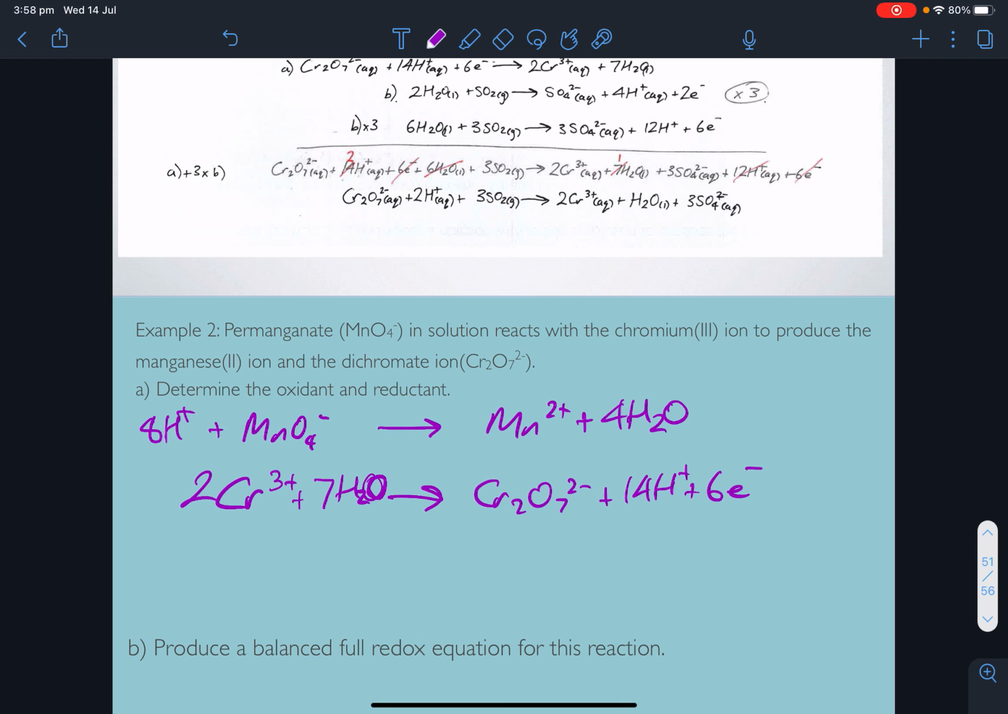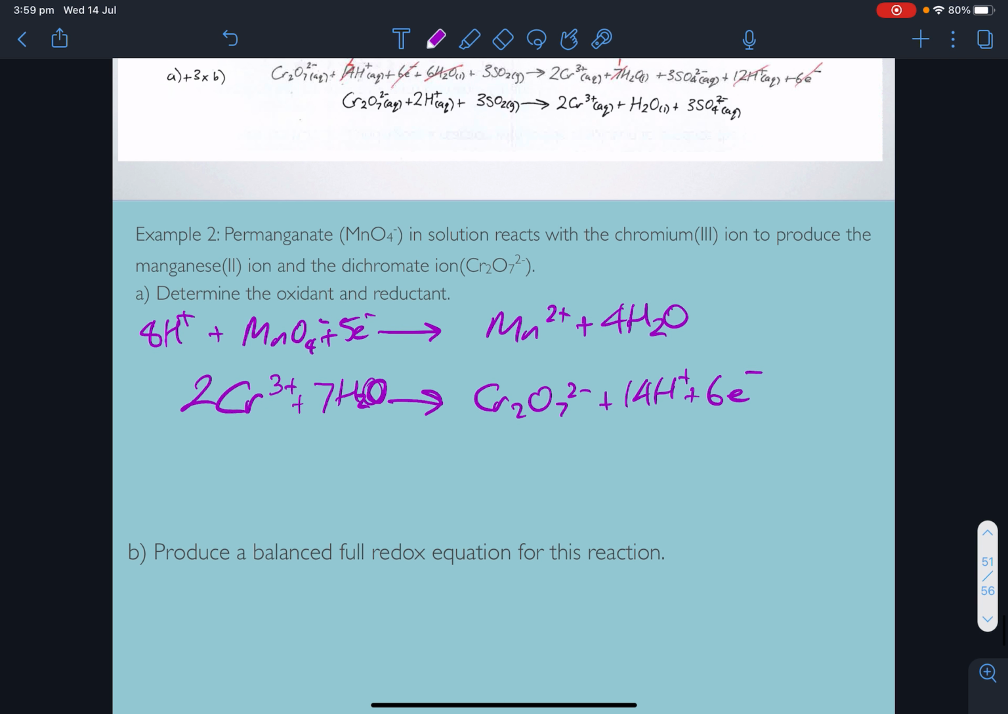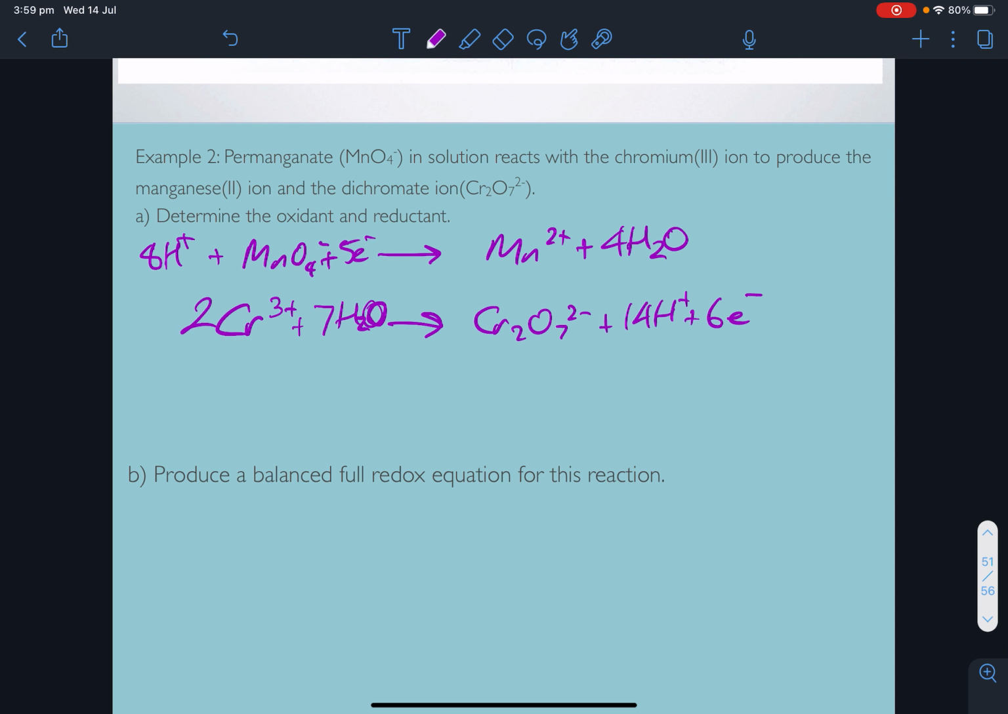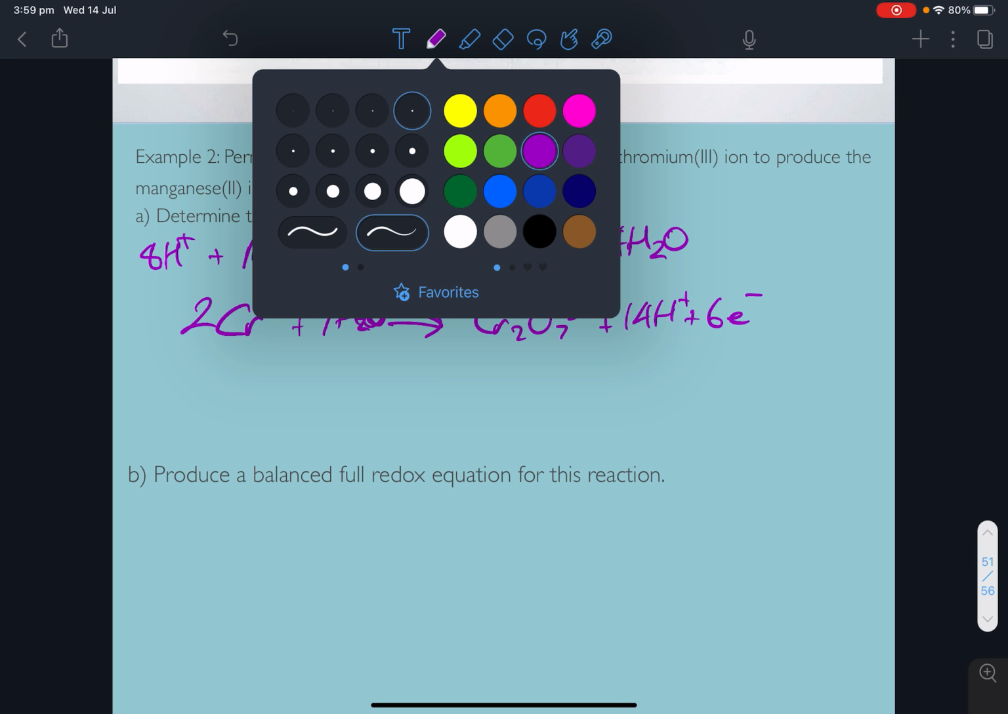So the charge on the left is 7 plus, and the charge on the right is 2 plus. So we need 5 electrons on the left, okay? 5 given up by 6. Oh, this is a mean one. Okay, that's actually part B. What's the oxidant and what's the reductant? Okay, I forgot that part.